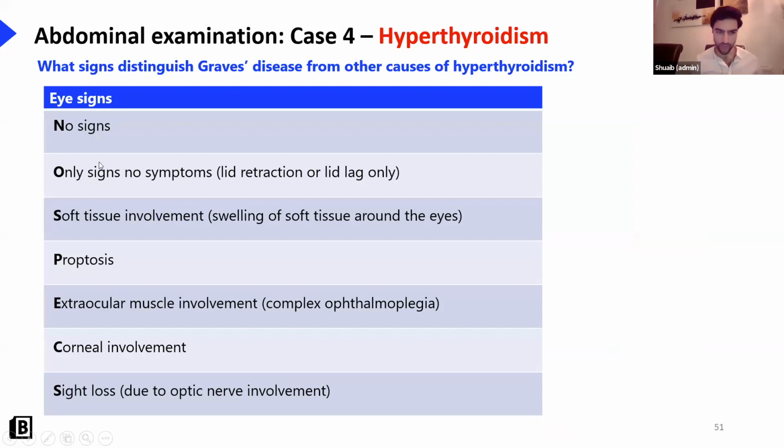And these are just the different eye signs you get. It's a mnemonic, NO SPECS. So I'll let you go through that in your own time because I'm aware that we're running over. So NO SPECS starts off from least severe to most severe. No signs is obviously the least severe form of Graves' eye disease, and sight loss is the most severe.